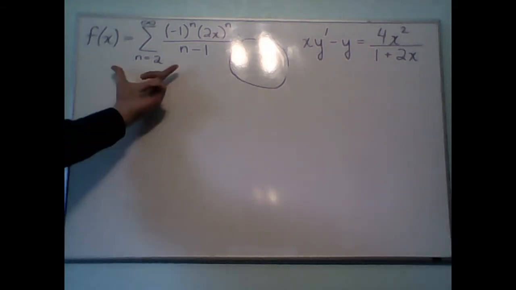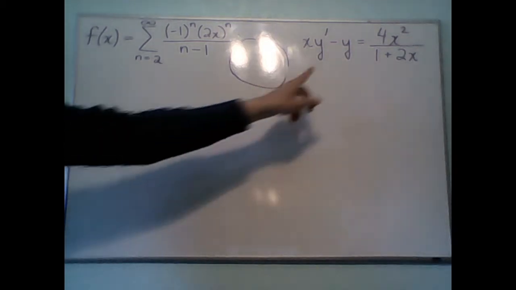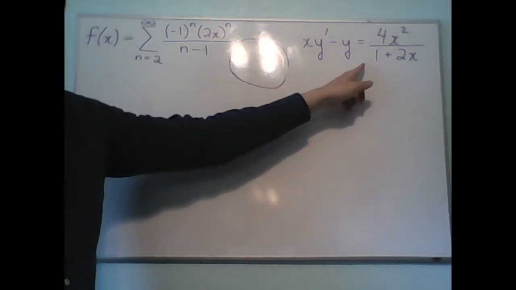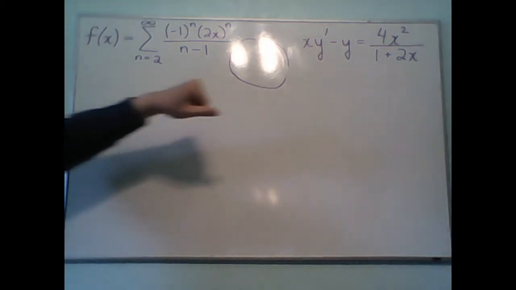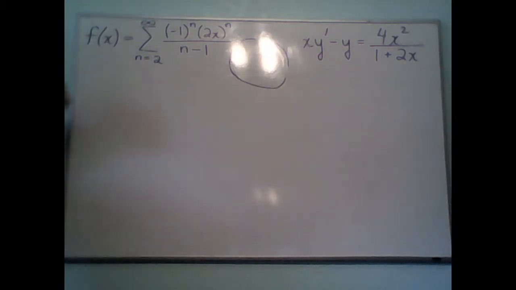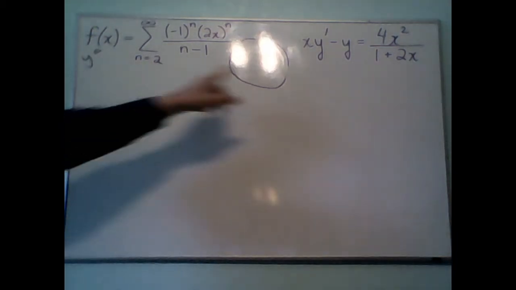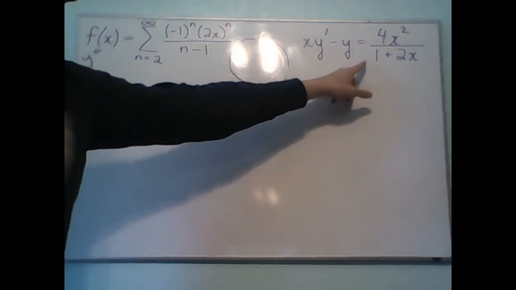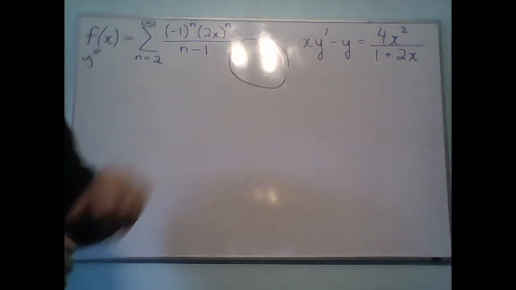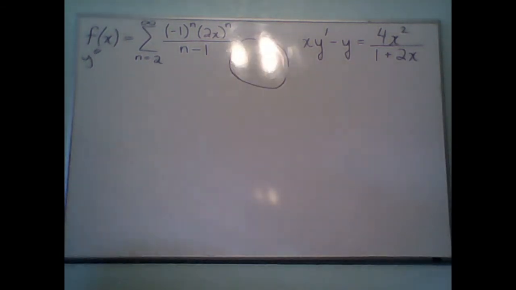So I've kept my power series right here, and on this side I've written the differential equation. Part B asks us to show that the power series function y, defined this way, satisfies this differential equation, is a solution of this first order differential equation. If you're in my differential equations class, you might be thinking it's a linear first order differential equation.